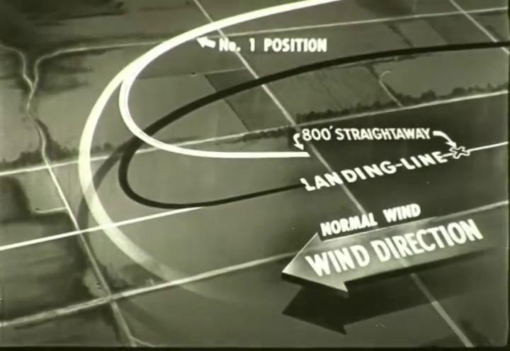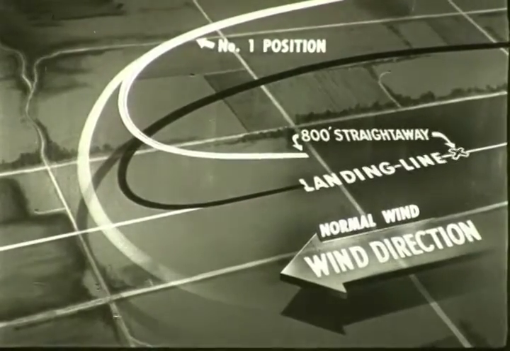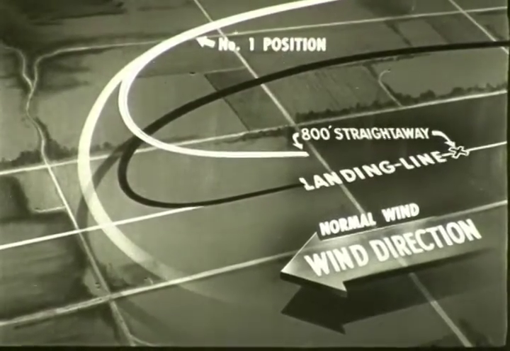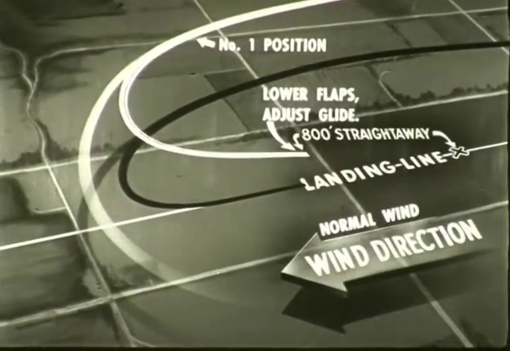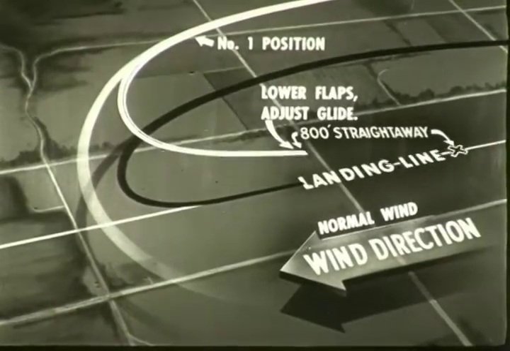In the straightaway, when you are in a position to reach the desired landing spot in the first third of the field, apply full flaps and adjust your gliding speed to 80 knots. Maintain this attitude until you break your glide for landing.